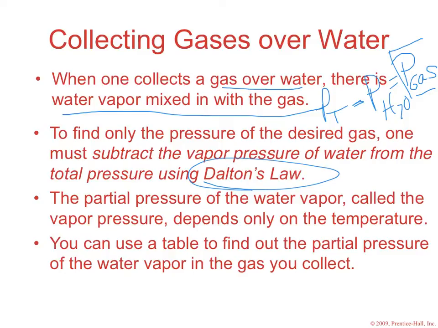How do you find out the vapor pressure of water? Okay, there is data that's been monitored like crazy. The only thing the vapor pressure of water depends on is the temperature, and so there are tables of data handy for you where whatever temperature the reaction took place at, you can look up and find out what the vapor pressure of water is. I'll show you on the next page.